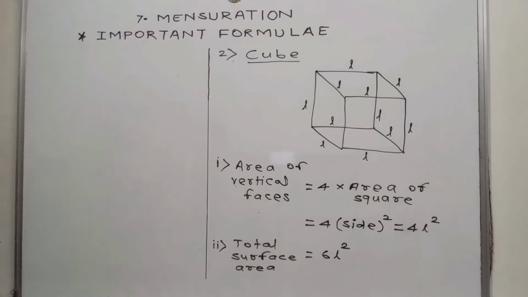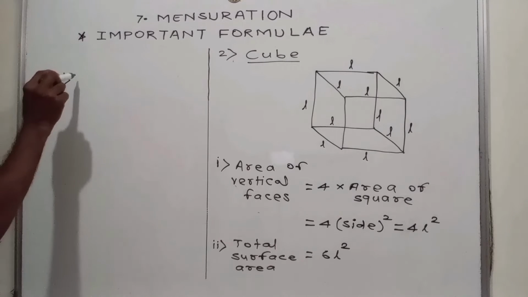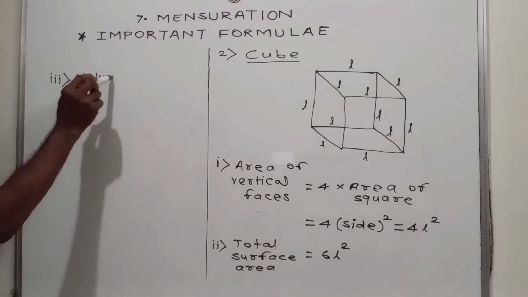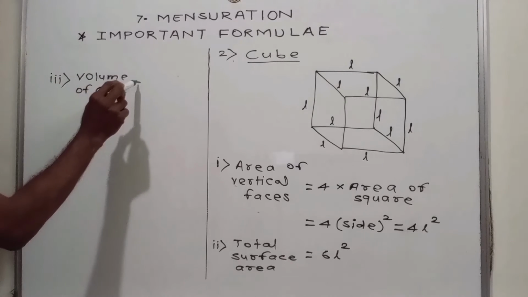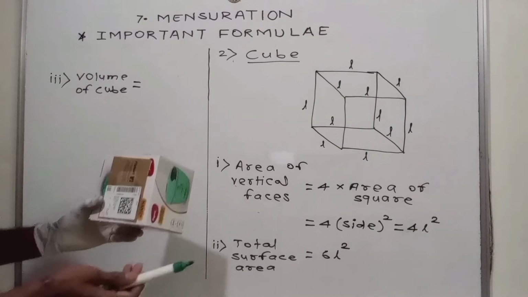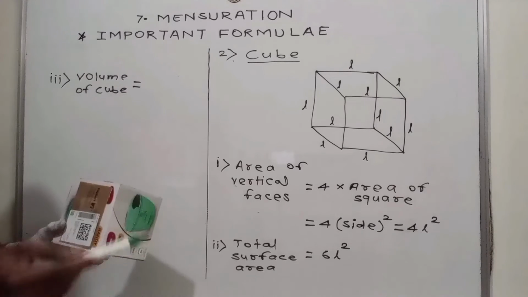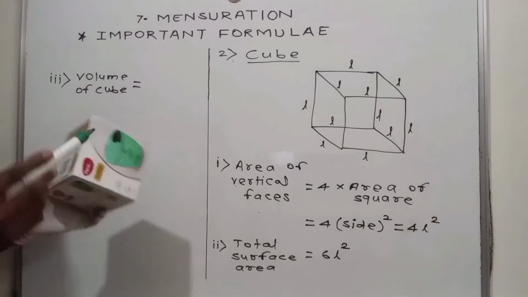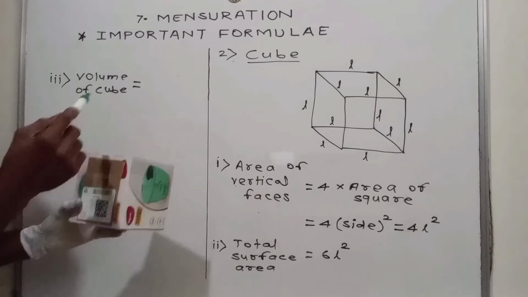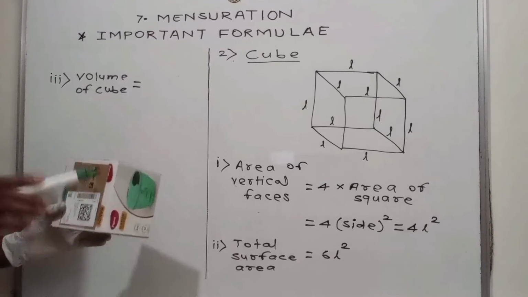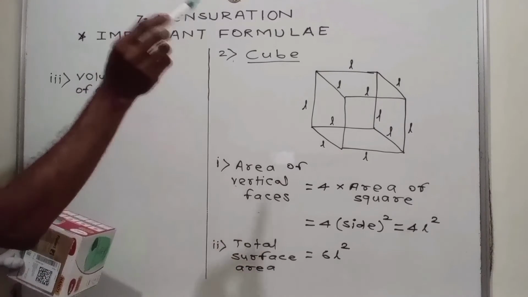Same to same, only here instead of 4 we write there 6. Remaining same, area of square, side square. Then last one, that is third. What is third? Volume of cube. See here. Same way, when we write volume of cuboid, then we write LBH, because all faces are not congruent, but opposite pairs are congruent. Did you get it? Therefore, there we write LBH.